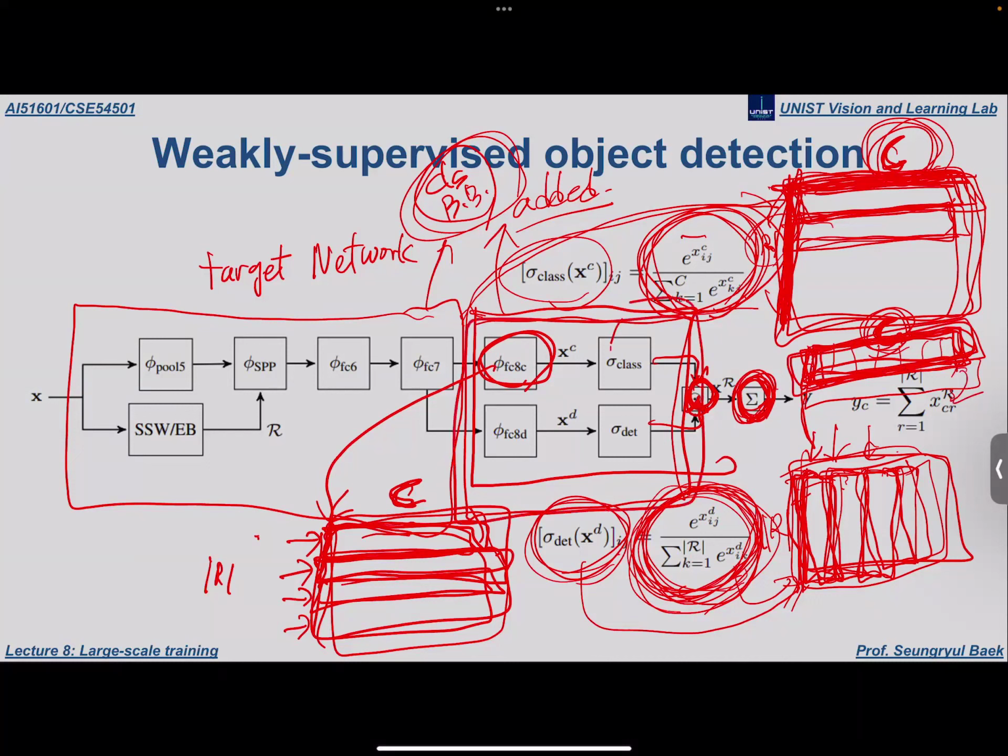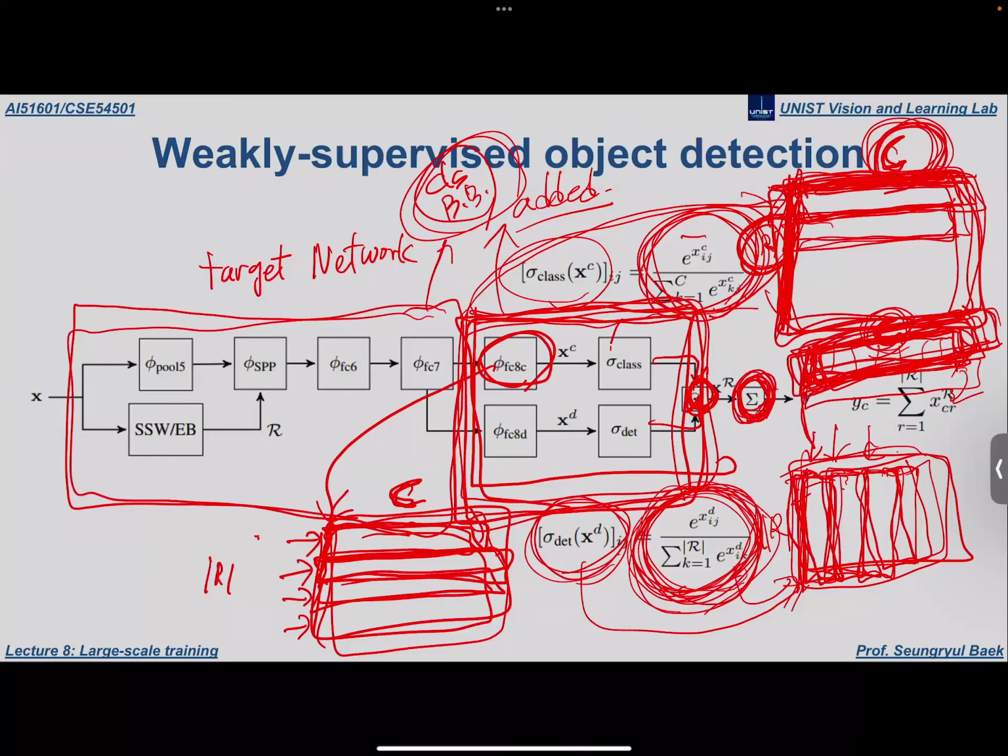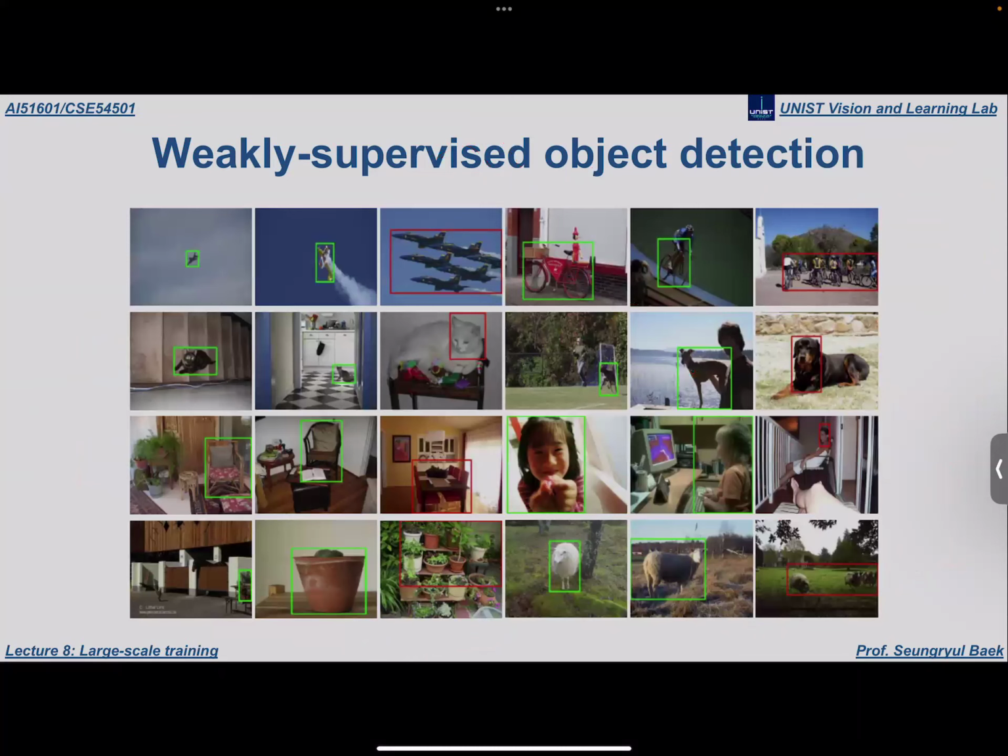So via these intermediate differentiable layers, we can transform the original output, having the R by C dimensional array, into this C dimensional image level supervision, and then compare this C dimensional probability with the one-hot encoded ground truth. Okay, so using the image level supervision, we can train both this and these two networks. So using the weak supervisory signal, we can train the object detector. So this is the result.